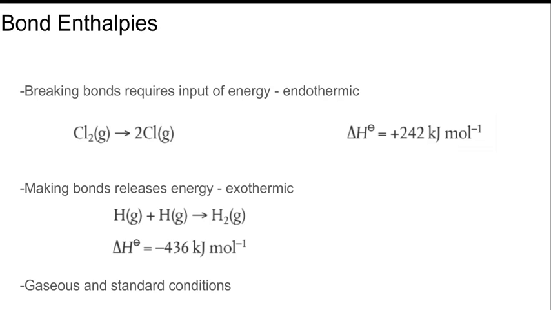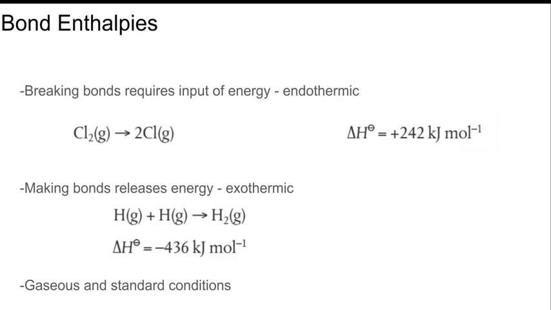And so see, we have here diatomic chlorine being broken apart into just single chlorine atoms. Notice that the delta H value is positive, which means that it is endothermic because we are putting in energy to break those bonds. Now here we have a hydrogen atom mixing with another hydrogen atom, and that's going to make diatomic hydrogen gas. And so when we make bonds, it actually releases energy. It's going to be exothermic.